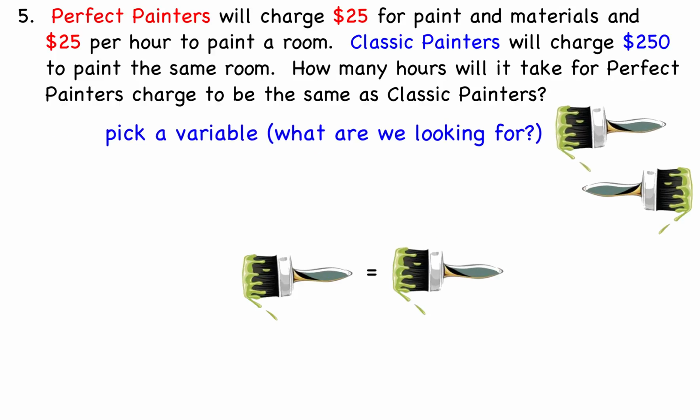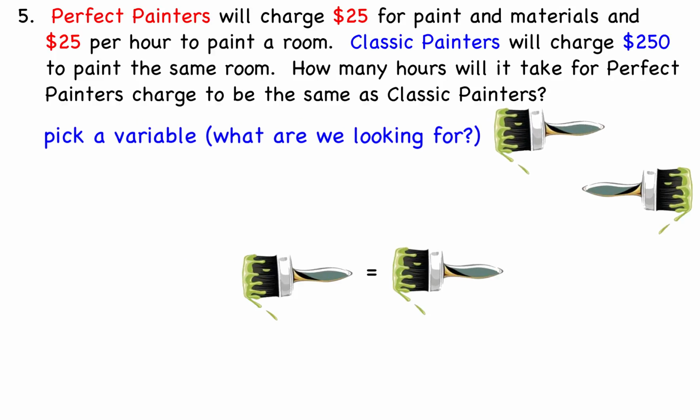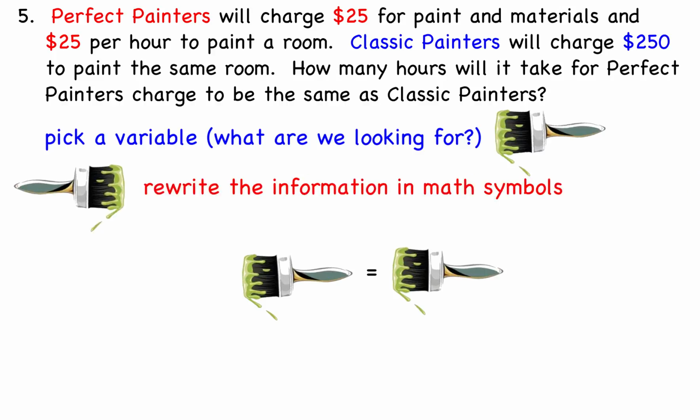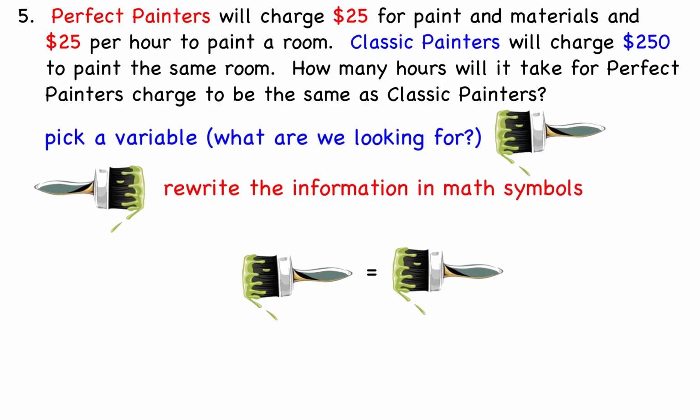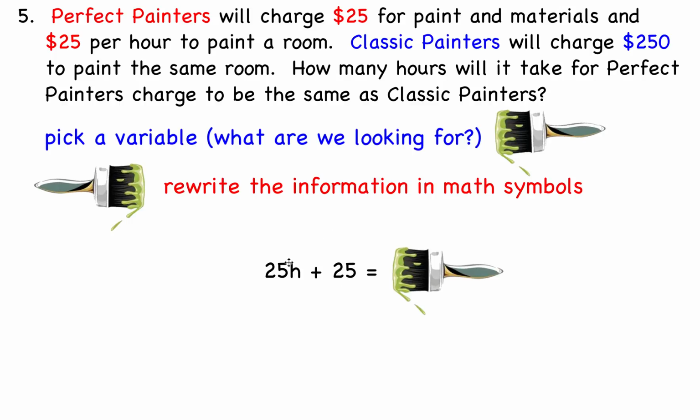Well, first what we want to do is pick a variable and figure out what we're looking for. And once we do that, we want to rewrite the information in mathematical symbols. So, for Perfect Painters, we have $25 for paint and then $25 per hour. So 25 times every hour, maybe 25h plus 25. That sounds reasonable. So 25h plus 25 is what Perfect Painters will charge. And on the other side, we want to know when that is going to equal the 250 from Classic Painters.